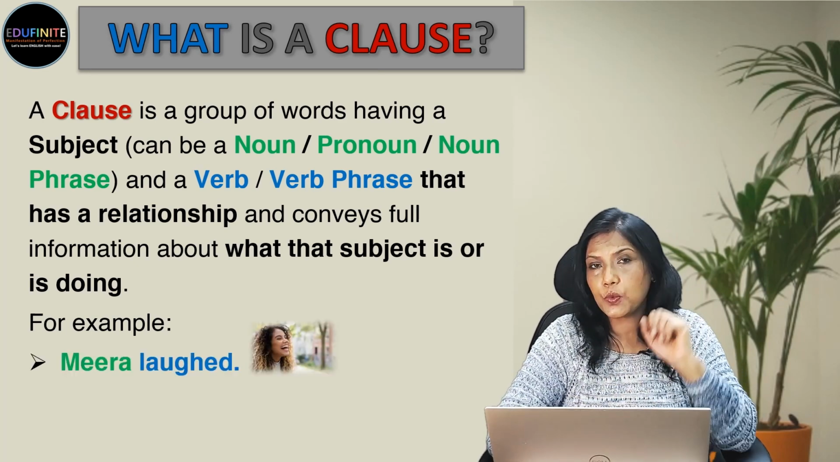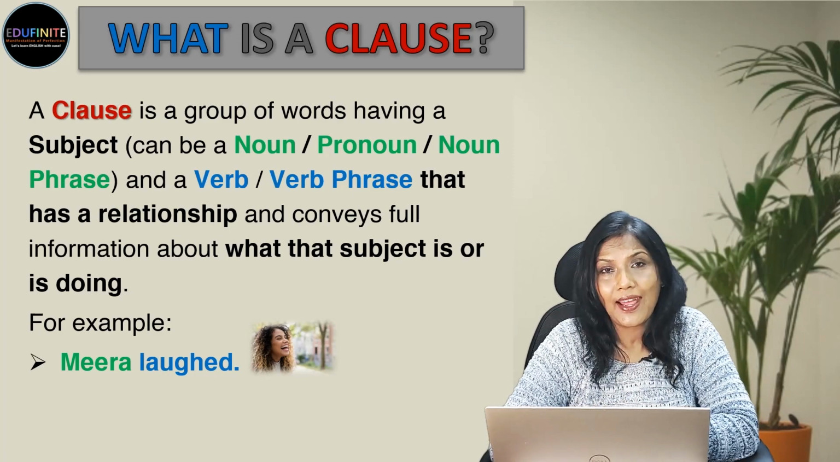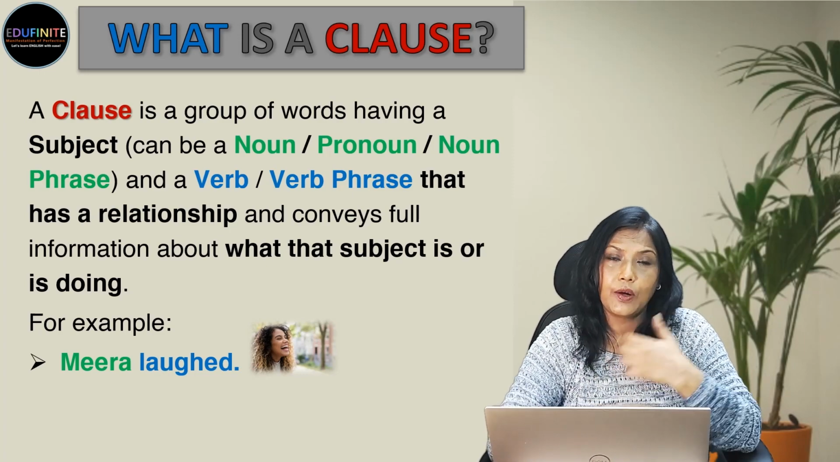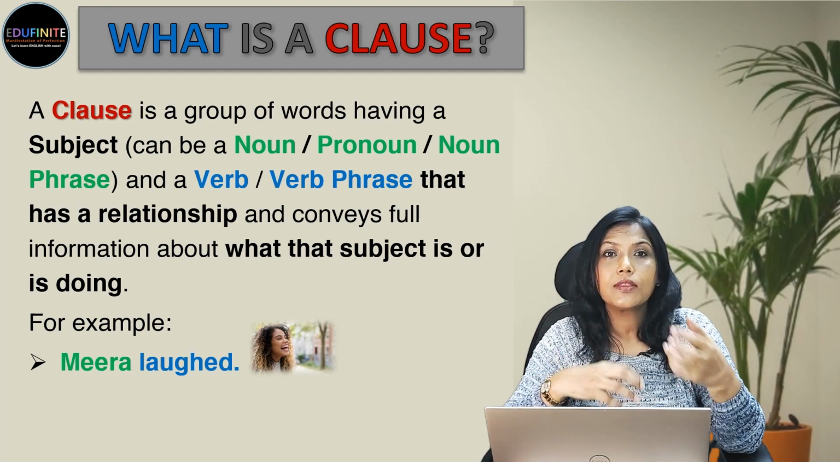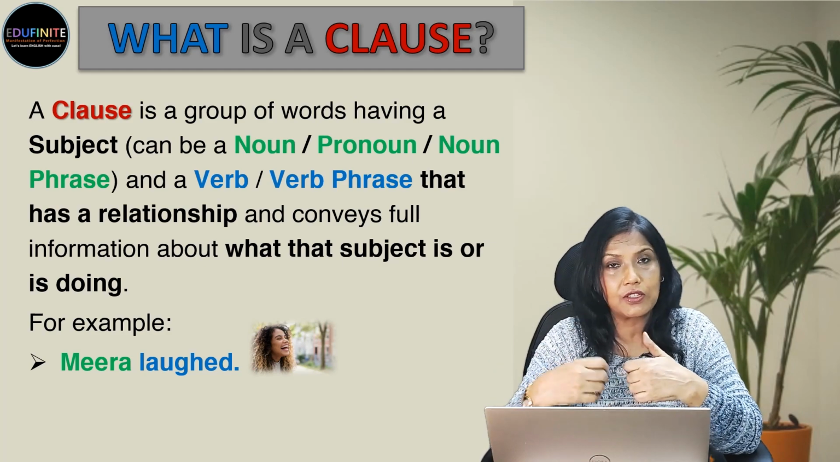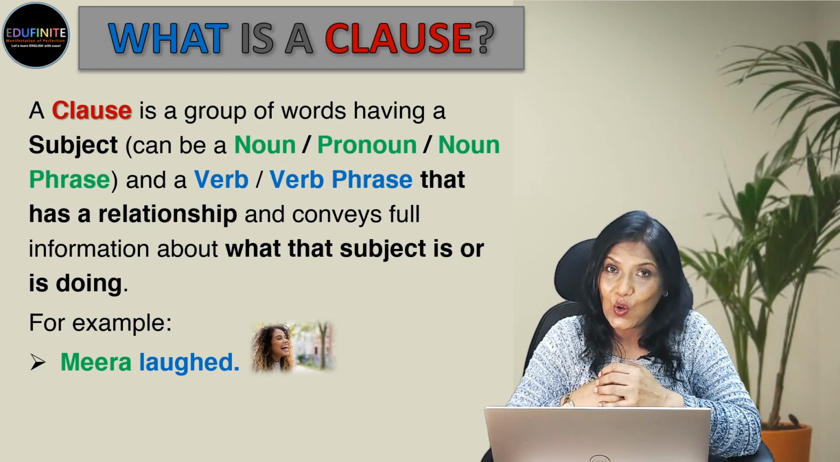Here, we have just two words, Mira, which is a noun, and laughed, which is a verb. Now, if we use these two words, Mira laughed, we can easily understand what the subject is doing. Mira is laughing. So, Mira laughed is a clause.